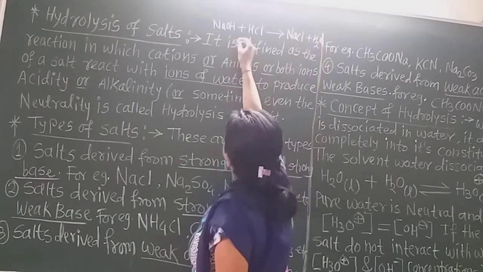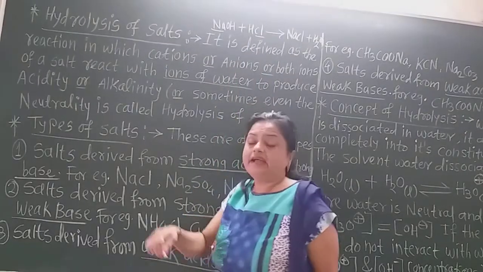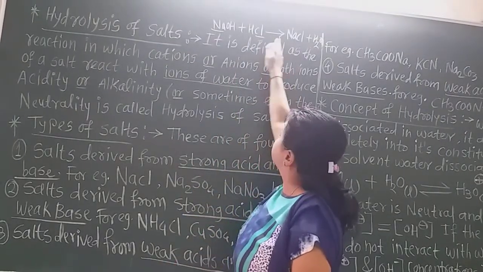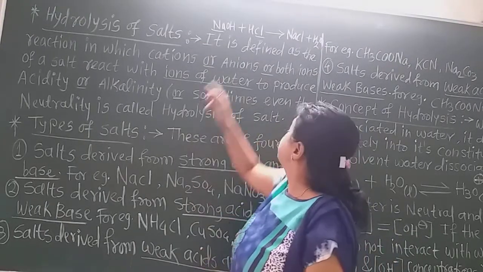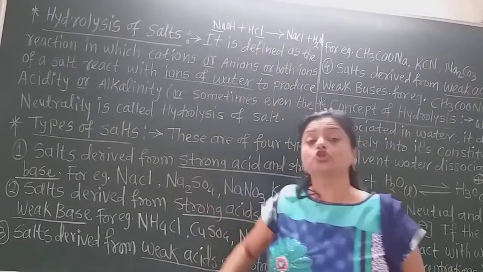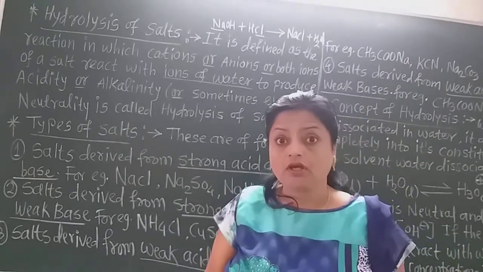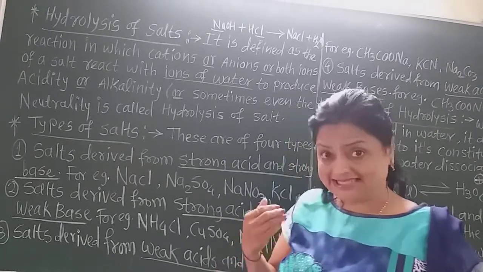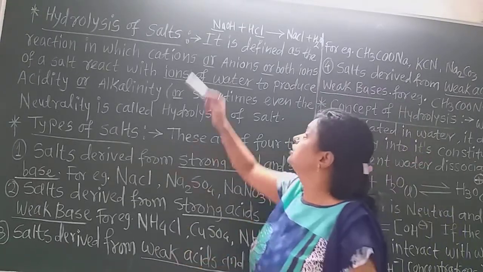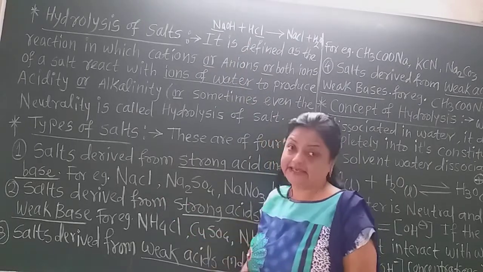See here, this Na cation and this chloride ion form the salt NaCl, and this H and OH form the water. So this NaCl salt, the sodium chloride, which is the table salt, is the salt derived from strong acid and strong base. So that is the example NaCl.